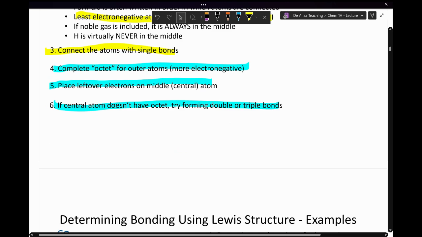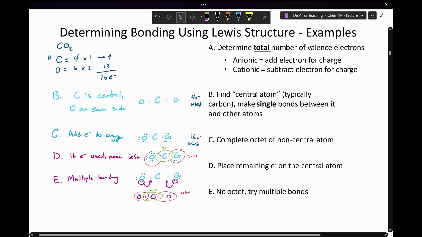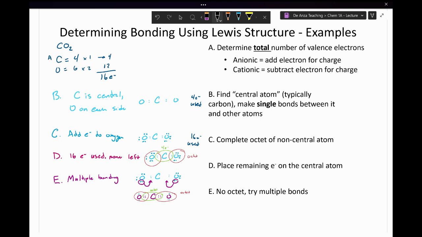And then we showed a couple examples. I showed this one of CO2, where we counted up the electrons coming from each of our atoms, carbon and oxygen, 4 from carbon, 6 from oxygen. And then we had a total of 16 electrons. We constructed a skeletal structure by putting carbon in the center, oxygen on either side. Then we formed a single bond. And in forming those single bonds, we used 4 electrons, 2 on this bond and 2 on this bond.